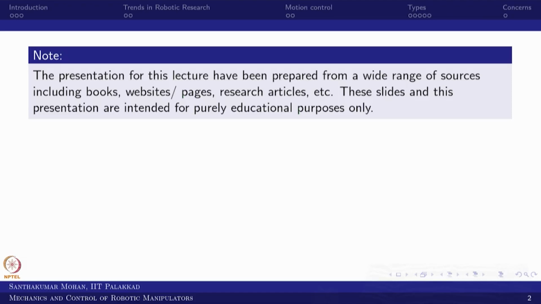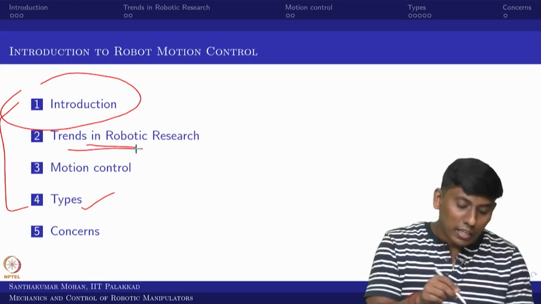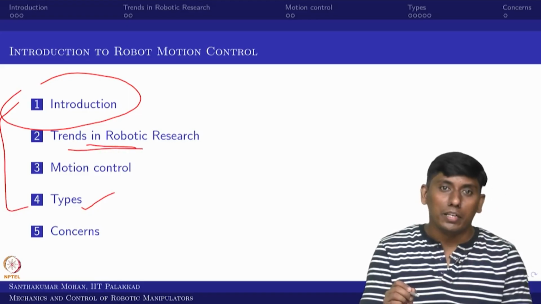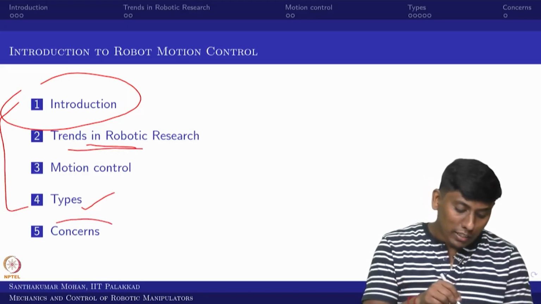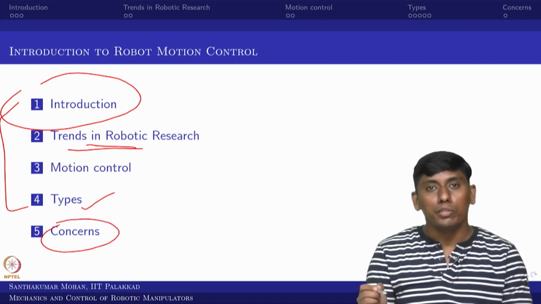In specific, we are going to talk about how to do manipulator motion control. So we would be talking about what motion control is and what the types are. These two are more specific. While going across, we will see what the trends were in robotic manipulator control and what the current concerns are related to robot motion control.